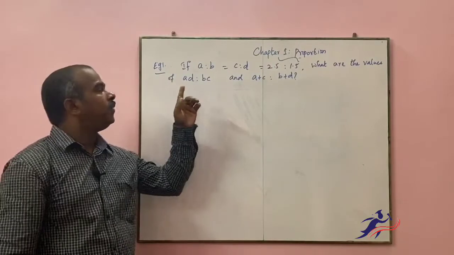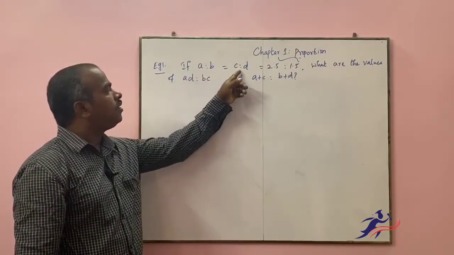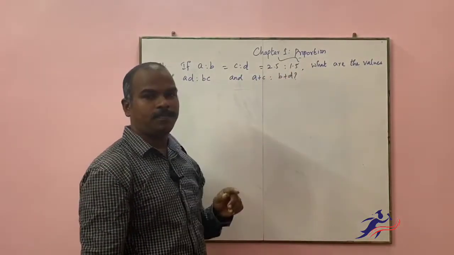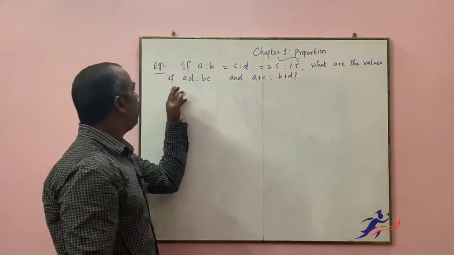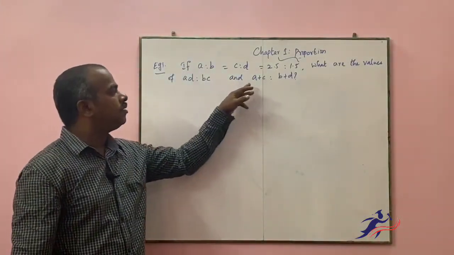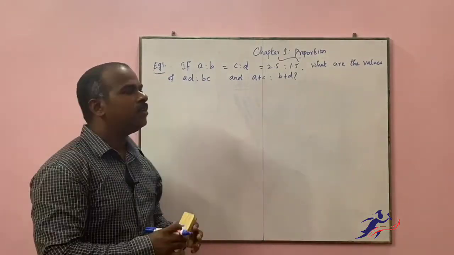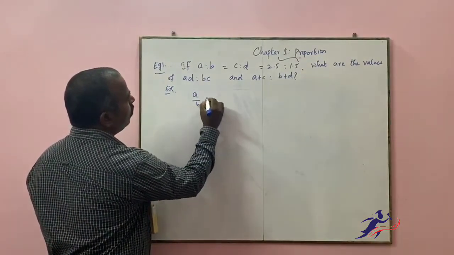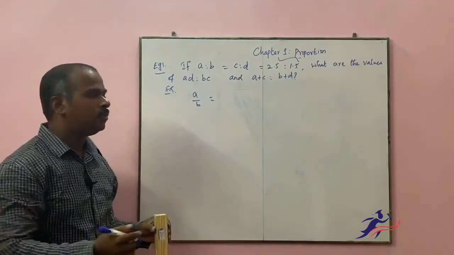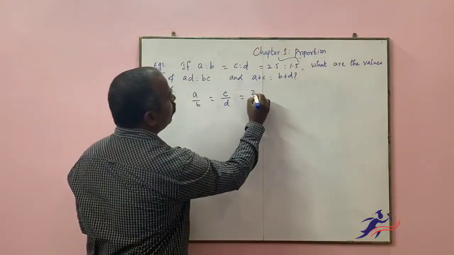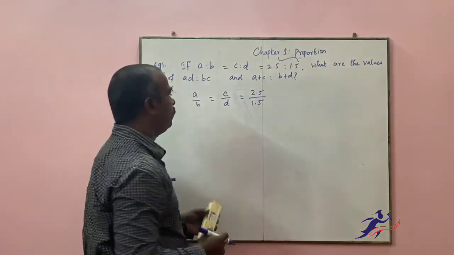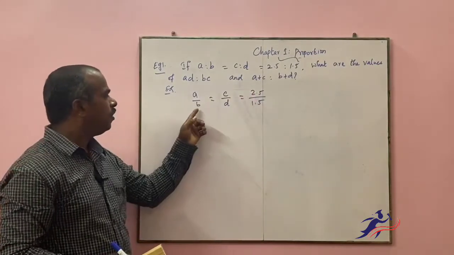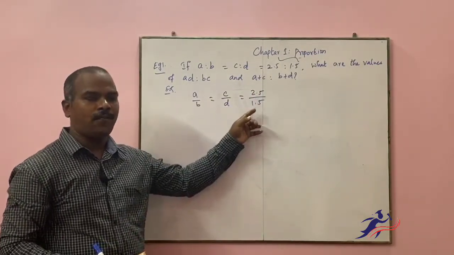Now example number 1. If A is to B equal to C is to D equal to 2.5 is to 1.5, what are the values of AD is to BC and A plus C is to B plus D? See, it is clearly given. So A is to B can be written as A by B, that is equal to C is to D, which can be written as C by D, that is equal to 2.5 by 1.5, which means A equal to C equal to 2.5, B equal to D equal to 1.5.